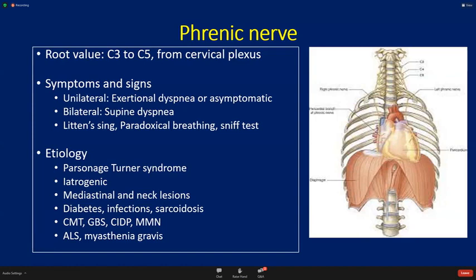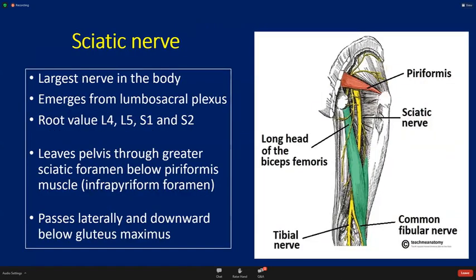Another test is a sniff test. That is, you can ask them to blow out a candle or do a sniff and try to see if the power is reduced or not. The medical causes are either iatrogenic or Parsonage-Turner syndrome, as well as generalized neuropathies. But the most common causes are mediastinal lesions followed by neck lesions. We will come to the lower limbs.